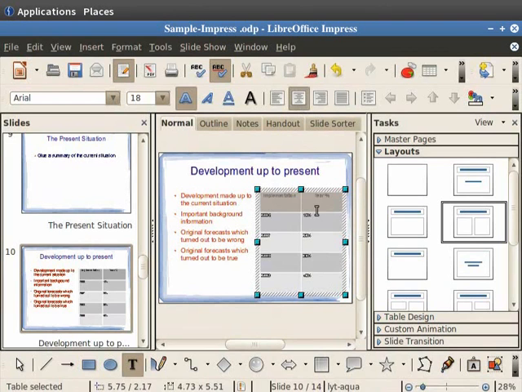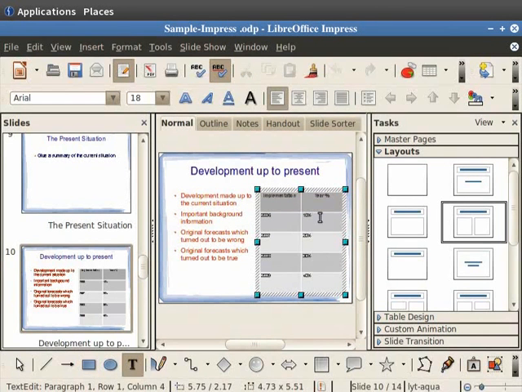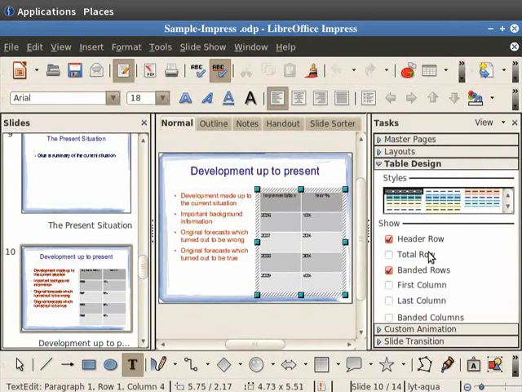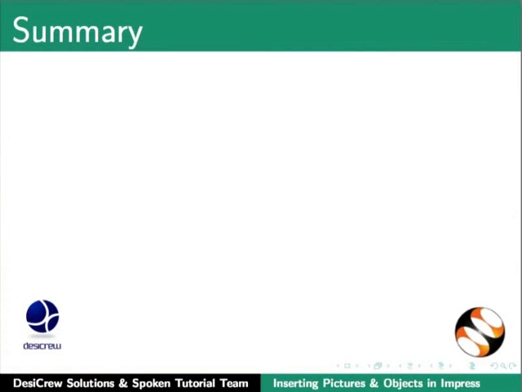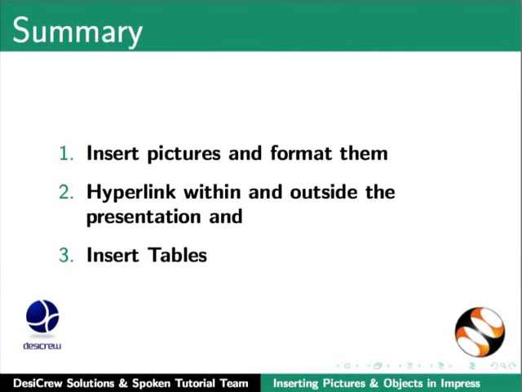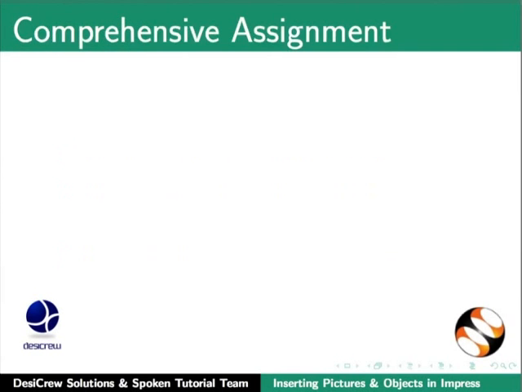To change the color of the tables, first select all the text. Then, from the Table Design section on the Tasks pane, select a table style. I will select this one. See how the table looks now. This brings us to the end of this tutorial. To summarize, in this tutorial, we learned how to insert pictures and format them, hyperlink within and outside the presentation, and insert tables. Try this comprehension test assignment.